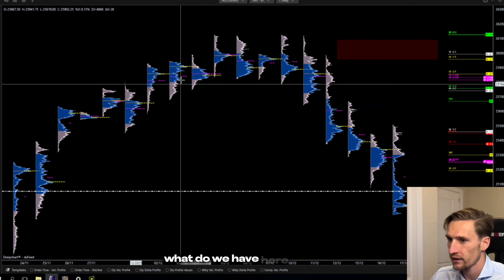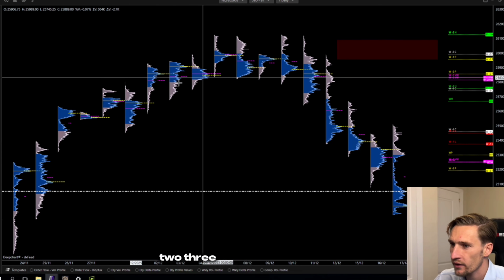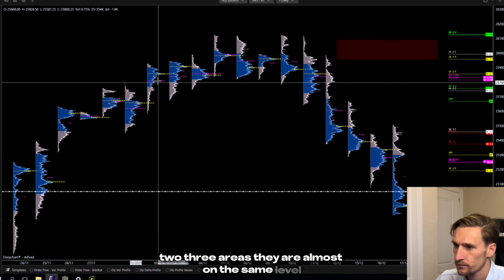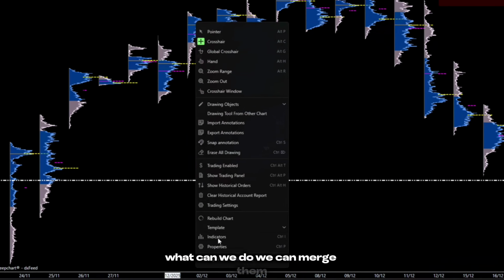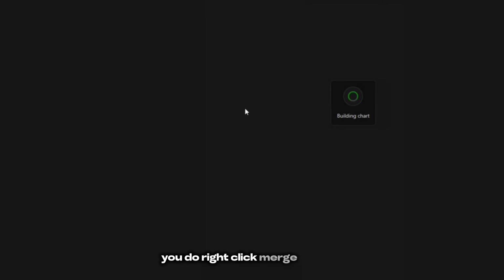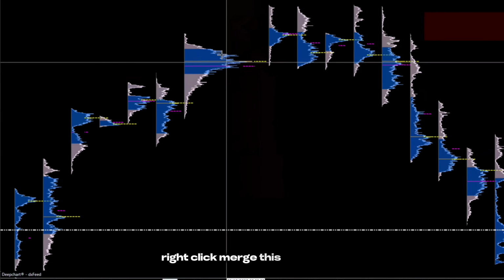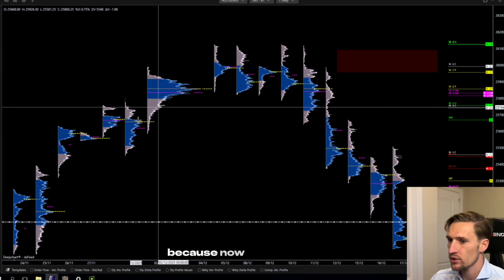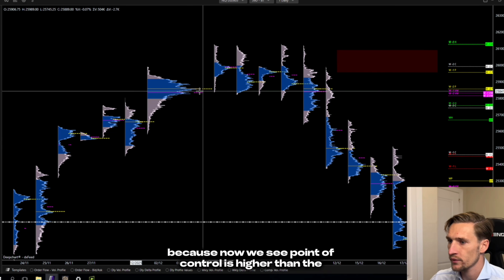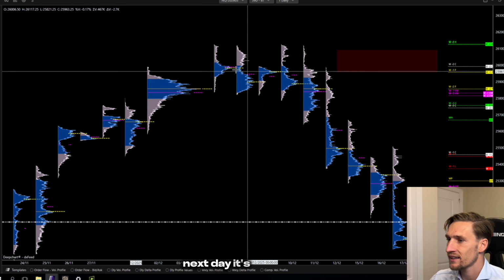What do we have here? We have 1, 2, 3 areas. They are almost on the same level. What can we do? We can merge them. We do right click, merge. And we can do that one more time. Right click, merge. This makes it a bit easier for us because now we see point of control is higher than the previous day. Next day, it's again higher.